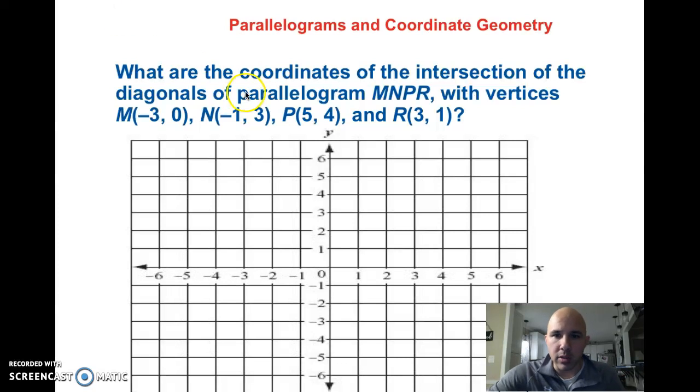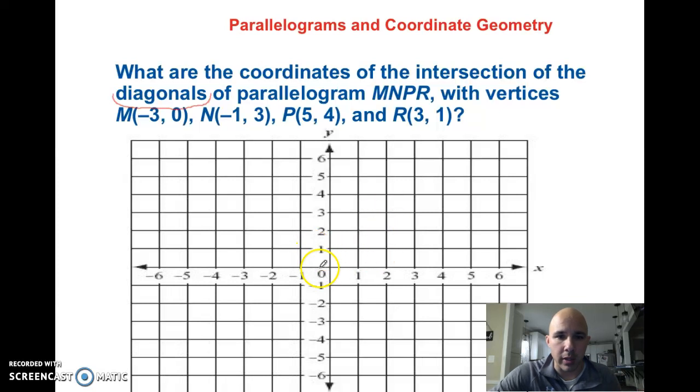So what are the coordinates of the intersection of the diagonals? And hopefully we understand what all that represents. This is something that gets highlighted right from the start for me. Okay, one more time. What are the coordinates of the intersection of the diagonals of the parallelogram MNPR? Here are the vertices: M is (-3, 0), N is (-1, 3), P is (5, 4), and R is (3, 1). So first thing I want to do is start labeling these coordinates.